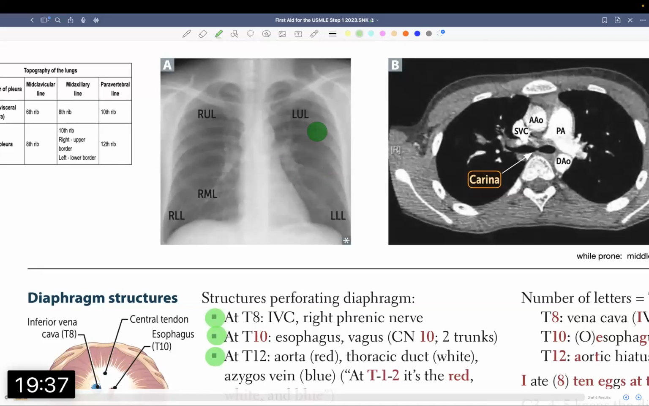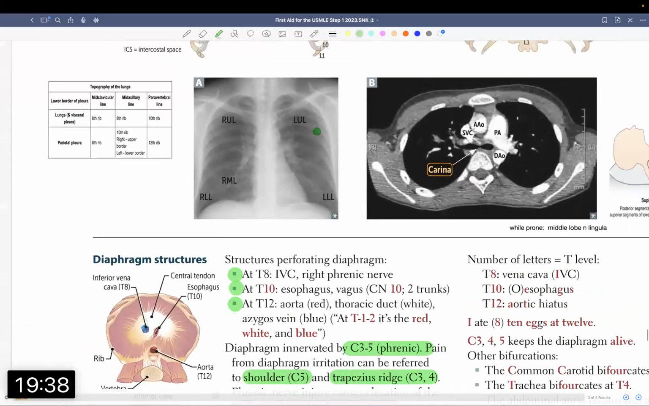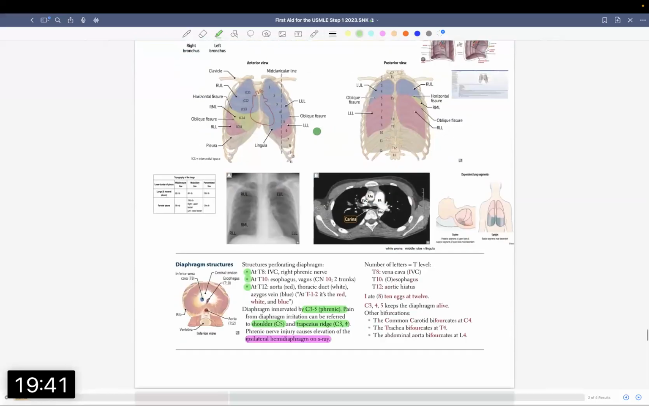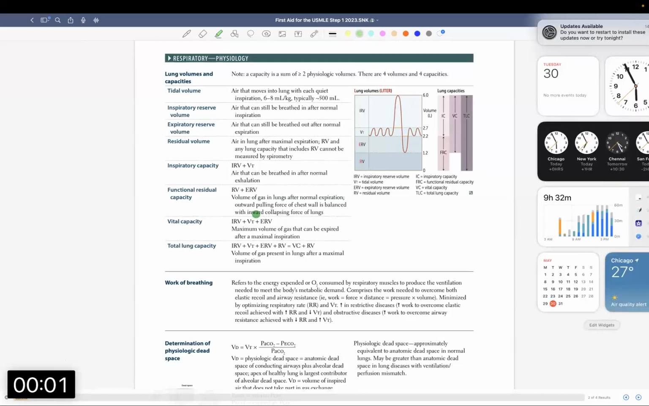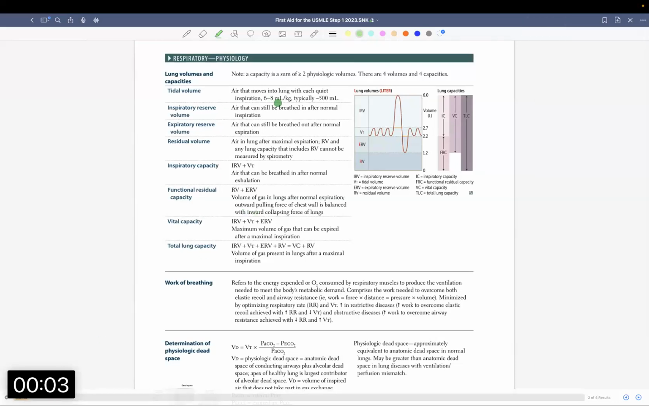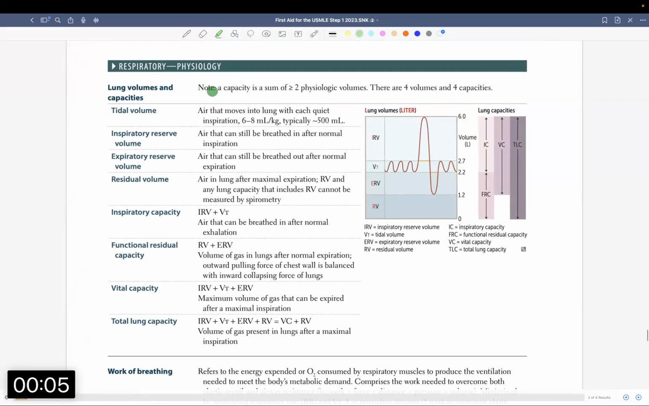Okay, it's done. Okay, next we have respiratory physiology. So lung volumes and capacities. Note, a capacity is a sum of two or more physiologic volumes.